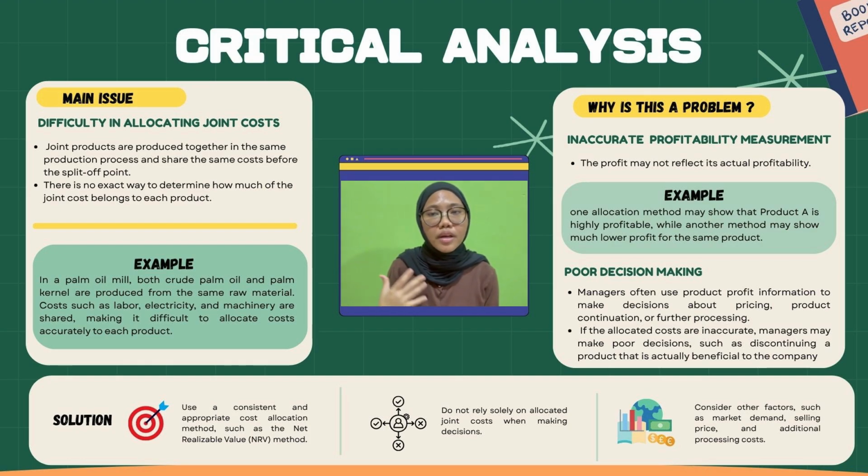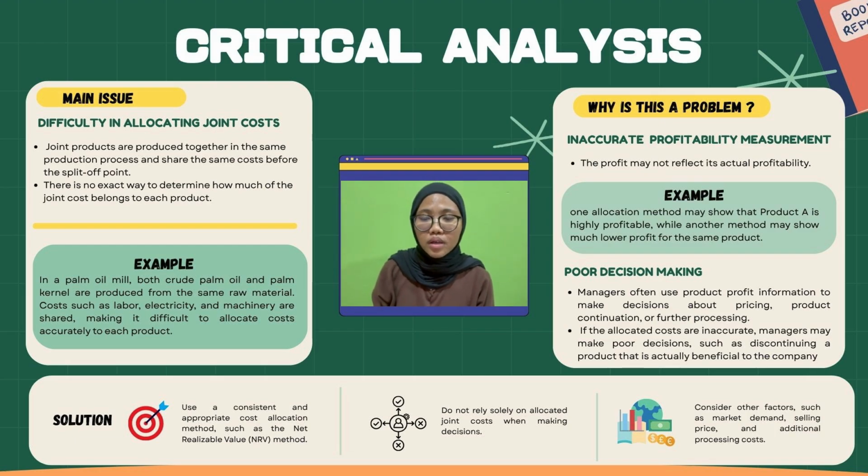However, it is also very important to understand that managers should not rely solely on allocated joint costs when making decisions. Instead, they should also consider other important factors such as market demand, selling price, additional processing costs, and also the overall strategic value of each product. This helps ensure that decisions are more balanced and not based only on accounting allocation.